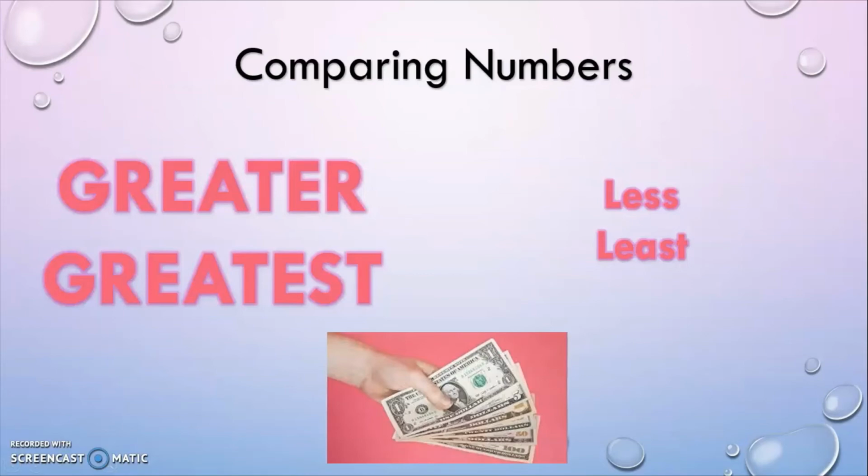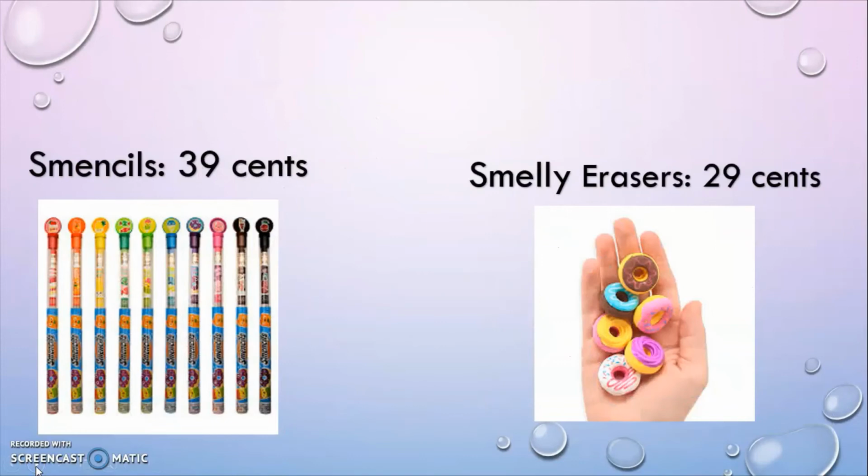So say that you got money from your birthday or allowance or the tooth fairy, anything, right? It's really important when you're comparing numbers then, because you don't want to spend all your money. So it's good to see or compare prices of things or how much things cost. So let's see. So here's a little story.